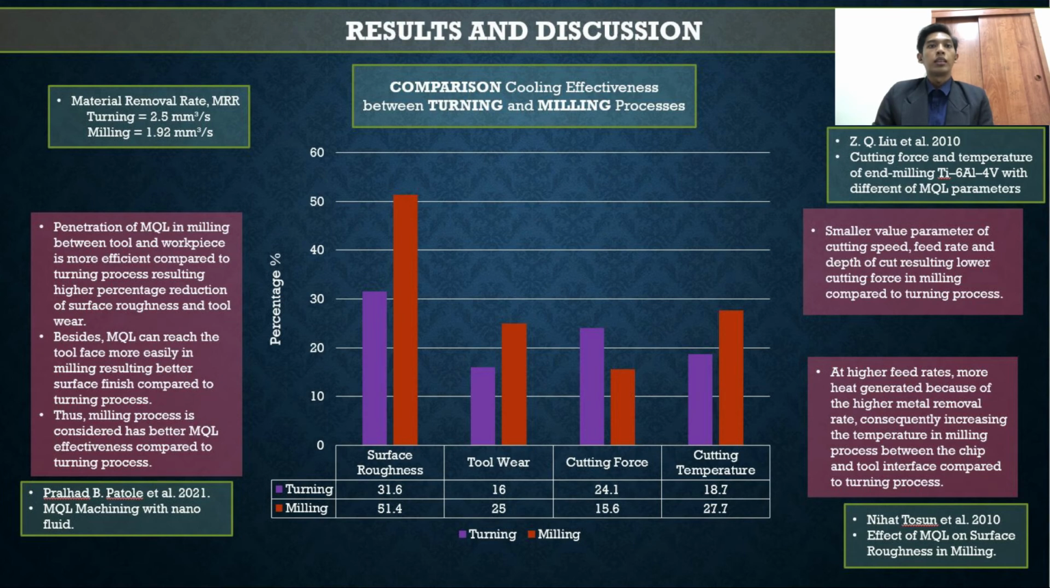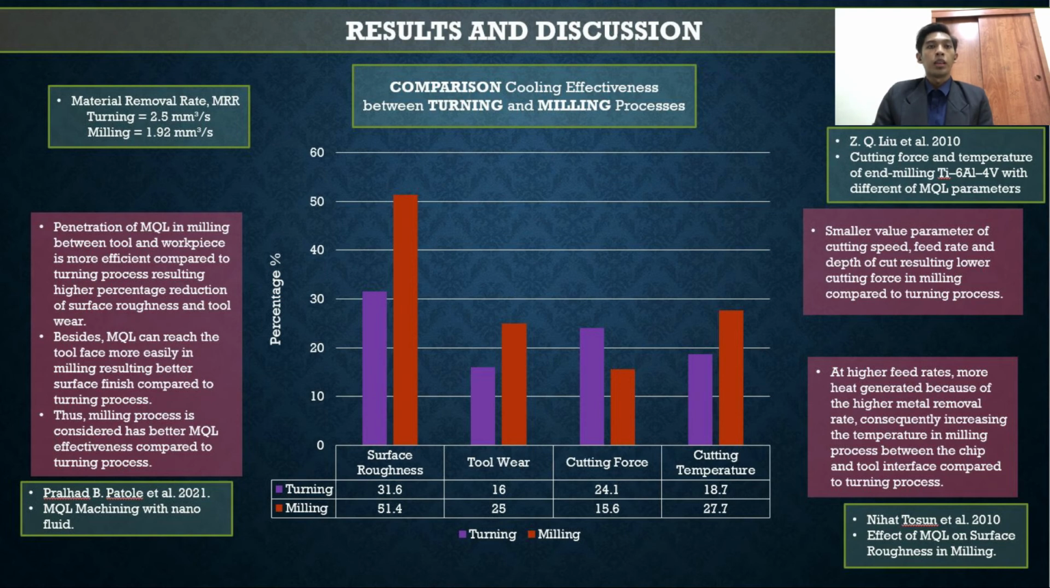There are several factors that cause it to happen. Pralhad B. Patel et al., in his research on MQL machining with nanofluid, quoted that the first one is because penetration of MQL in milling between tool and workpiece is more efficient compared to the turning process, resulting in a higher percentage reduction of surface roughness and tool wear. Besides, MQL can reach the tool face more easily in milling, resulting in better surface finish compared to the turning process. We can conclude that the milling process has better MQL effectiveness on surface roughness and tool wear compared to the turning process.